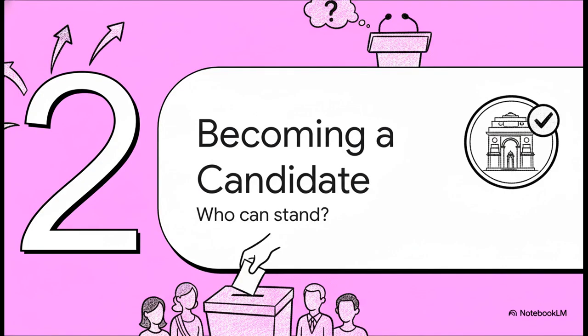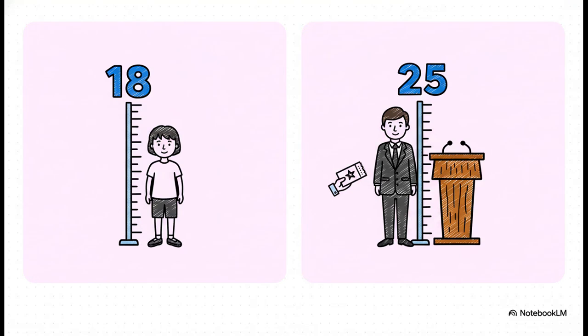So, once the election dates are announced, the next big question is, who are the people we can vote for? Let's move to our second section and explore what it takes to actually become a candidate. Our system is very open. In principle, any citizen who is a voter can also become a candidate. There's just one key difference, and that's age. You can vote once you turn 18, but to stand as a candidate for the Lok Sabha, you have to be at least 25 years old.